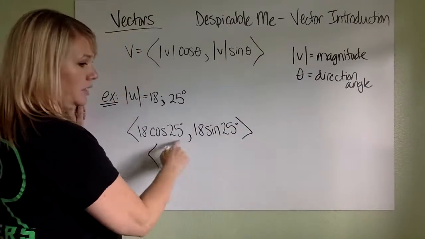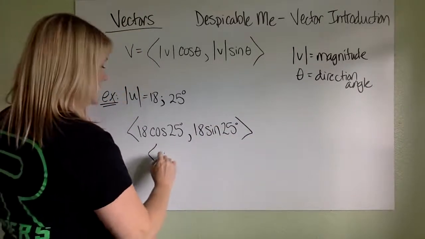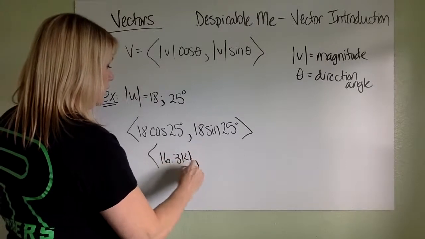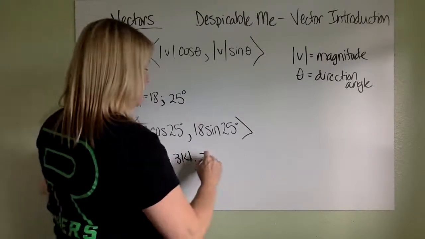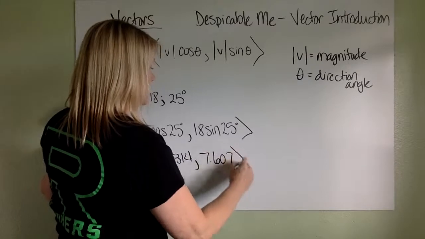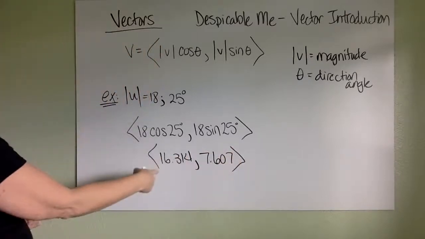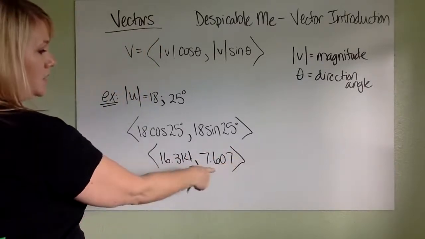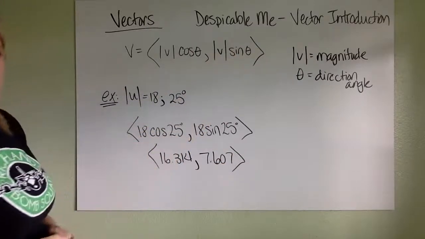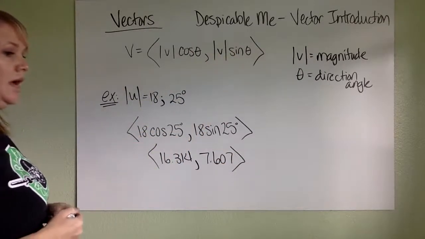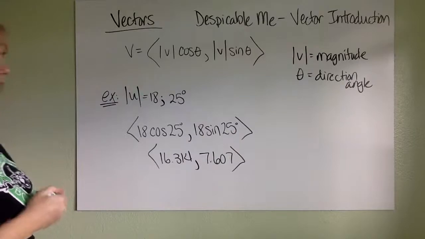And so you just use a calculator to find that, and you get 16.314, and you get 7.607. So that makes sense. That's in the first quadrant. 16 to the right, 7 up would land us in the first quadrant. And then you'll need to be able to go the other direction.